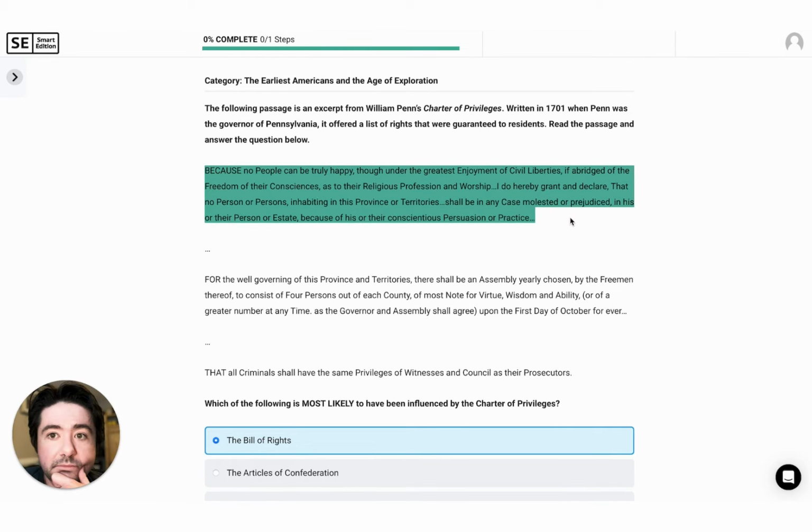Because no people can be truly happy, though under the greatest enjoyment of civil liberties, if abridged of their freedom of their consciousness, as to their religious profession and worship, I do by grant and declare that no person or persons inhabiting in this province or territories shall be in any case molested or prejudiced in his or their person or estate because of their conscientious persuasion or practice. He is saying that no matter what religion you are, you will be able to profess and practice that religion freely in the British colony of Pennsylvania. And these ideas, everybody, became the foundation that leads to the First Amendment, the cornerstone of the Bill of Rights.